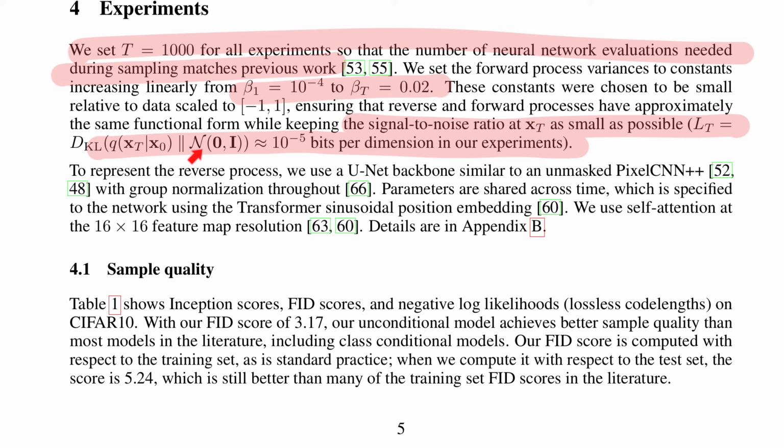So if you look at this prior distribution, or p of x_t, the KL divergence between these two is very small, and that shows that most of the information is lost in that diffusion. Therefore, it will teach the network to interact with the probability distribution rather than memorizing things. They use a U-Net backbone and train the model with that.